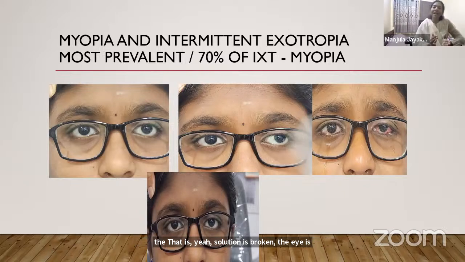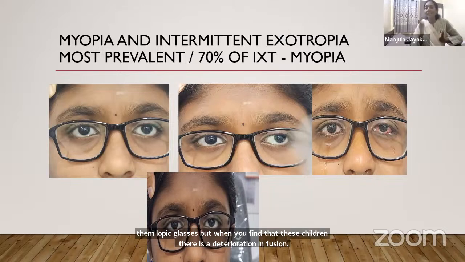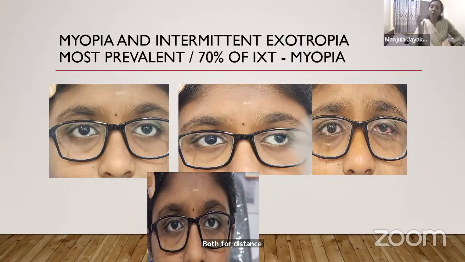So when you find these children, you of course give them myopic glasses, but when you find that there is a deterioration in fusion, both for distance and near, as well as a loss of stereopsis, you will operate on them. Until then, you can wait. So this is the same child who has been operated with an R and R in the more dissociating eye.